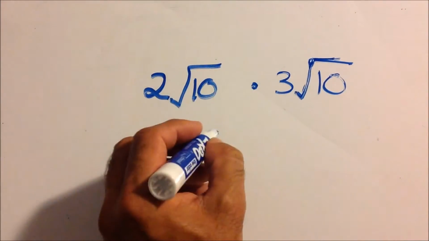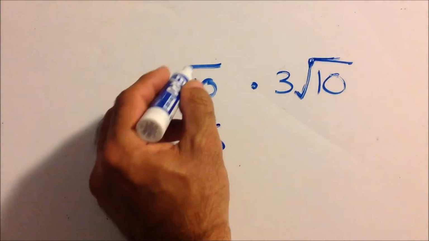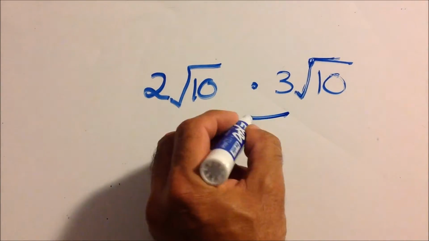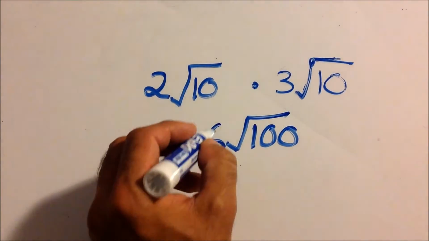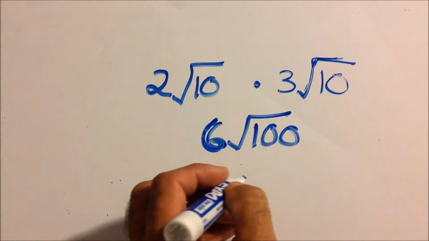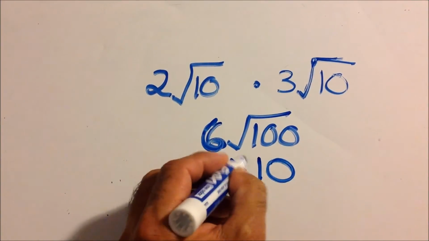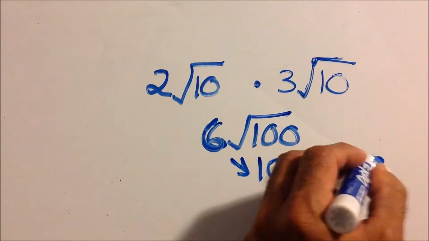So you can multiply the integers, and you can multiply the square roots. So 2 times 3 is 6, and the square root of 10 times the square root of 10 is the square root of 100. And we can go further. What do you think? Well, we have the 6 outside waiting, and the square root of 100 is 10, so 10 times 6 is 60, and that would be the answer.